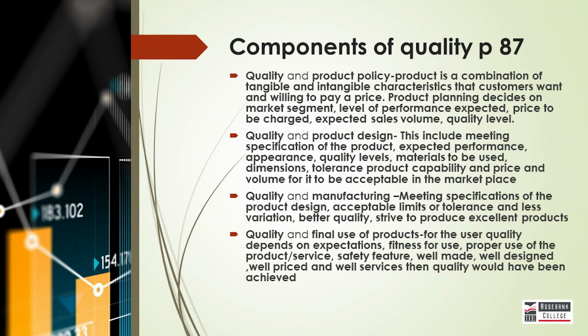The next slide talks about components of quality. The first component that we're going to discuss today is quality and product policy. A product is a combination of tangible and intangible characteristics that customers want and are willing to pay a price for. Product planning decides on market segment, level of performance expected, price to be charged, expected sales volume, quality level, to mention a few.